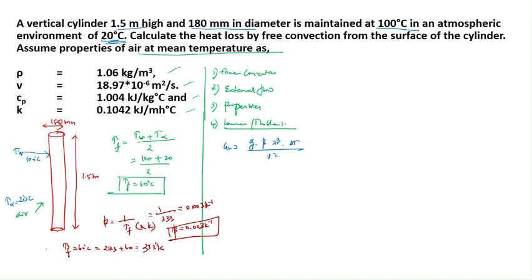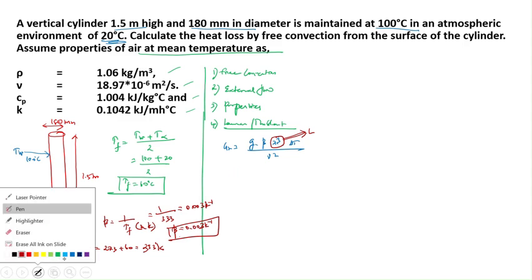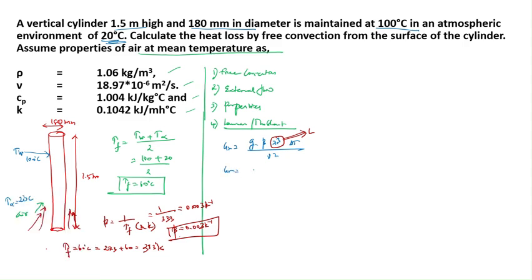In the standard equation the characteristic length is given as x, but in this problem we can replace x with L, because the boundary layer is formed along the height of the cylinder. So the length L is considered. So this can be rewritten as Gr equal to g beta L cube delta T divided by nu square. So you substitute the values.